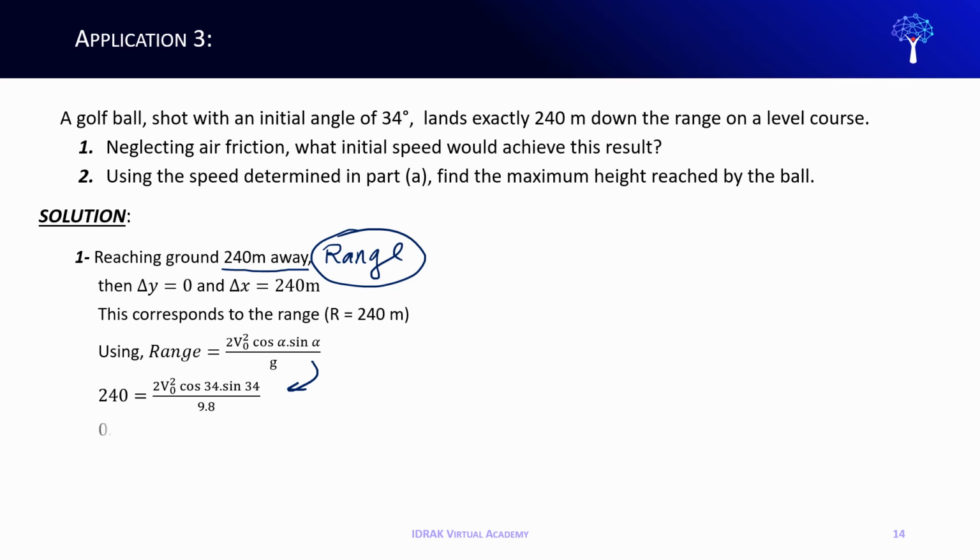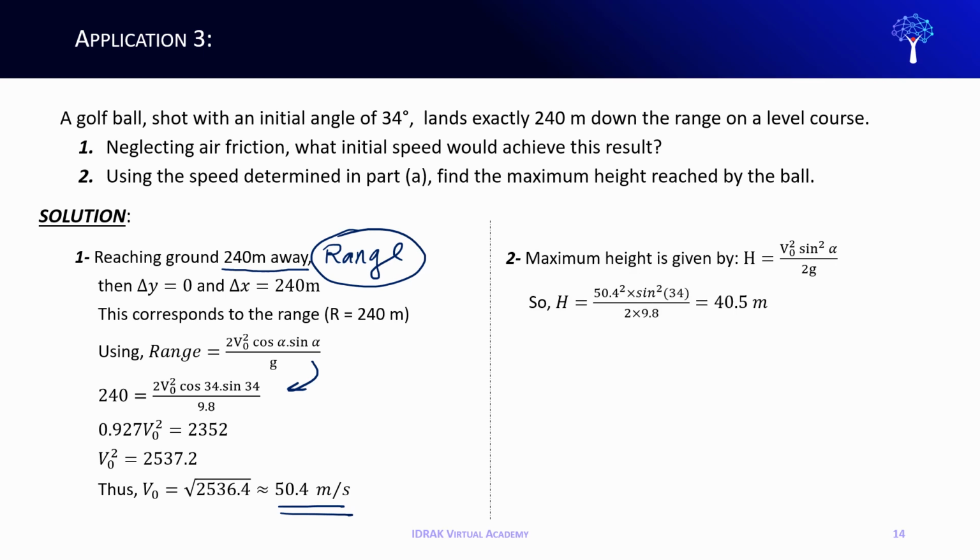So just jot in the values, solve that equation. V0 squared is 2537.2, square root of the answer, and we get around 50.4 meters per second. That's it. The second question, using the speed we determined, let's find the maximum height. Again, if you check the paper that you have right now, the cheat sheet I mean, you have an equation for the maximum height. That equation is h equals v0 square sine square alpha over 2g. Replace values and voila, here you get the height, which is 40.5 meters above the ground level.